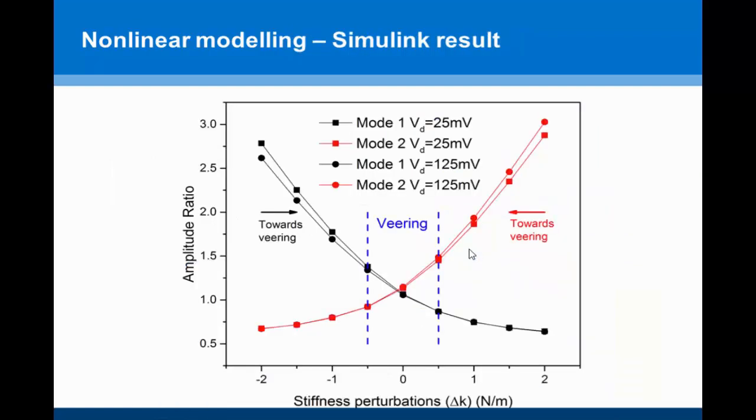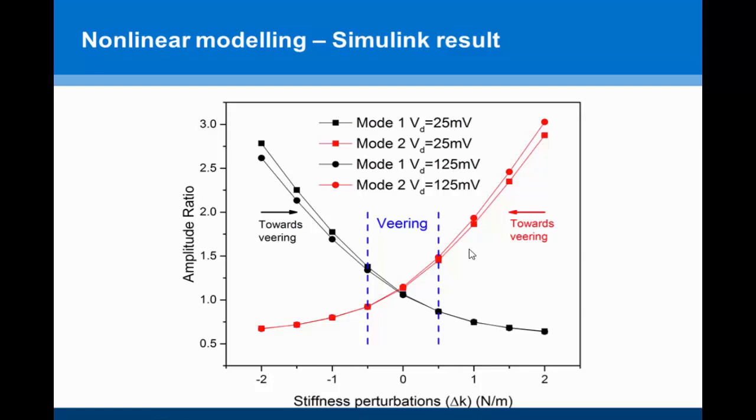So simulating the system in Simulink with a simple transfer function method, we see that we're working with two different drive amplitudes, which essentially correspond to two different operating regions. One in the linear, which corresponds to 25 millivolts here, and one in the nonlinear or beyond bifurcation, which corresponds to 125 millivolts.